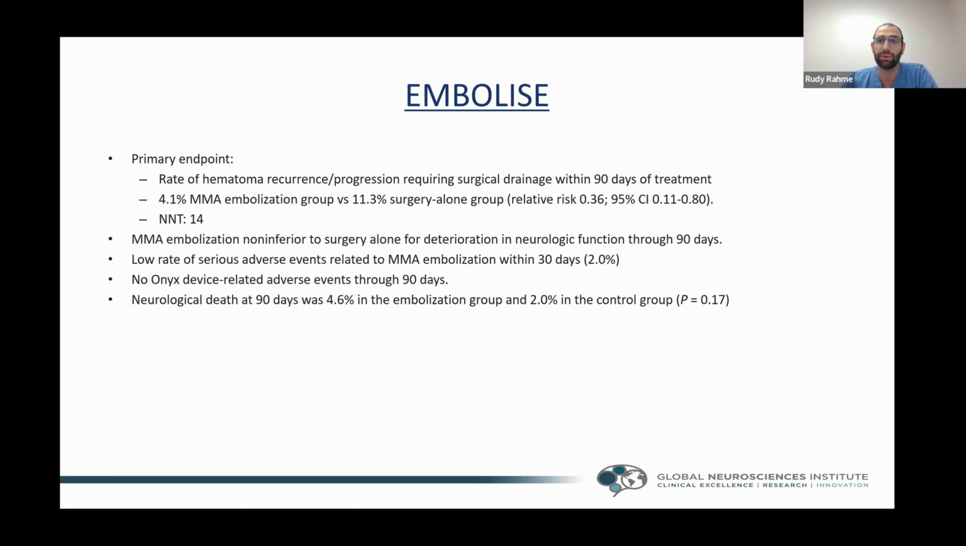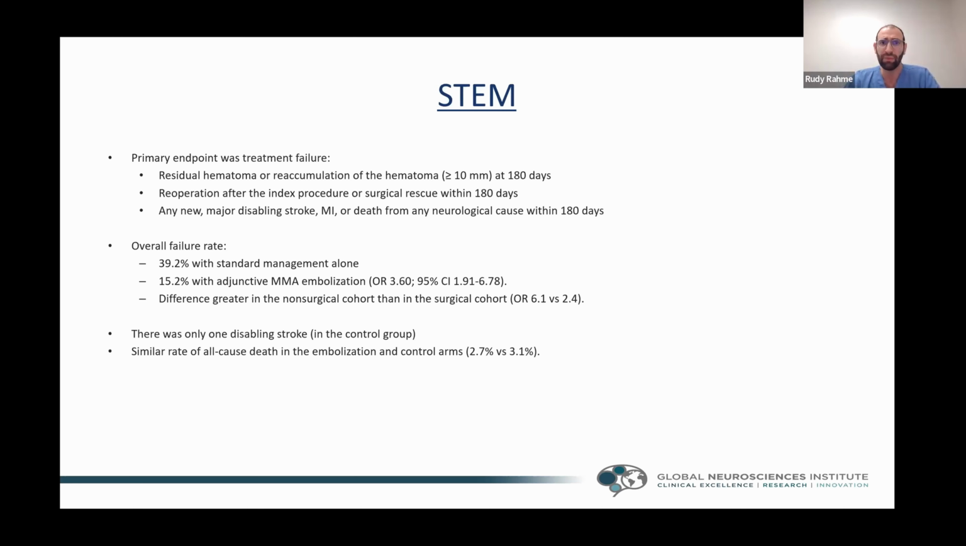The number needed to treat was 14. So remember, you need to treat 14 patients to get benefit with the middle meningeal artery embolization. Compare that to the 60,000 new patients a year. So that is definitely very significant. Also, the embolization was non-inferior in terms of neurologic deterioration. There were low serious adverse events. There was no difference in death, and there were no Onyx-related issues.